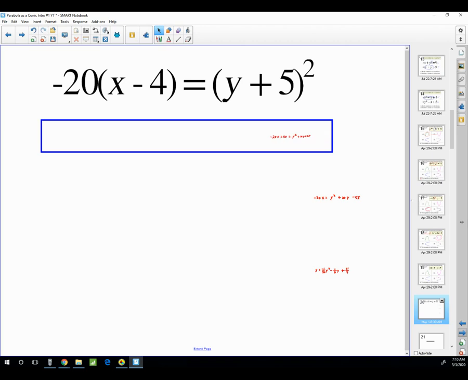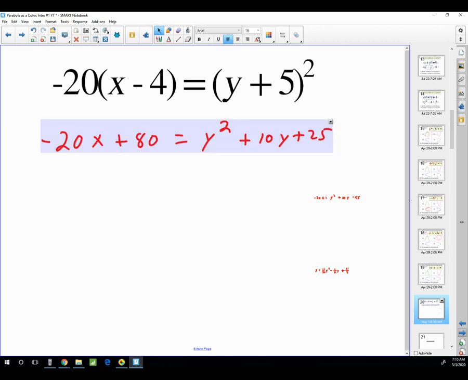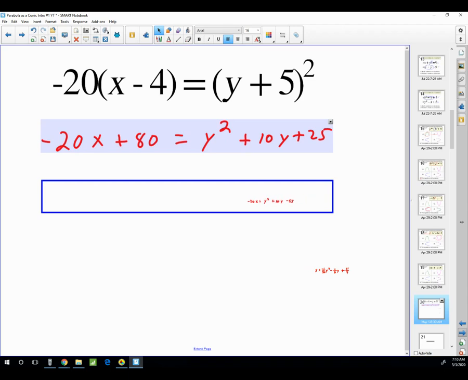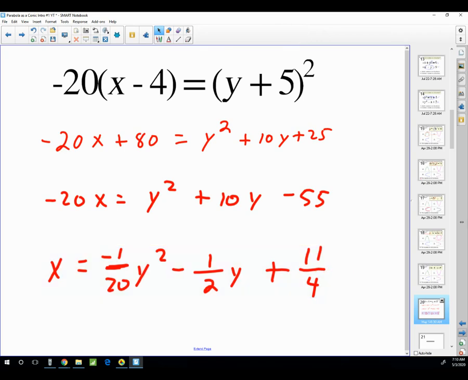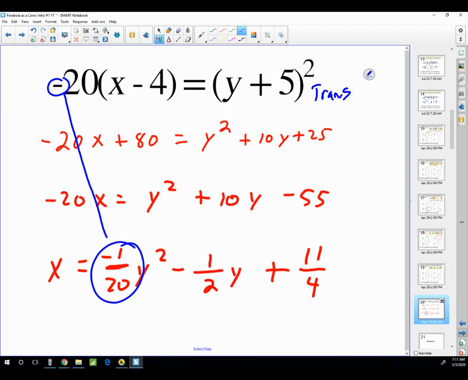Let's distribute the 20 and square the binomial. That should make sense to you. And then let's subtract 80 on both sides, and then divide both sides by negative 20, and we get a negative lead coefficient. Now, we could have seen that from the beginning. This is actually called transformational form, and we will deal with that in the next video.